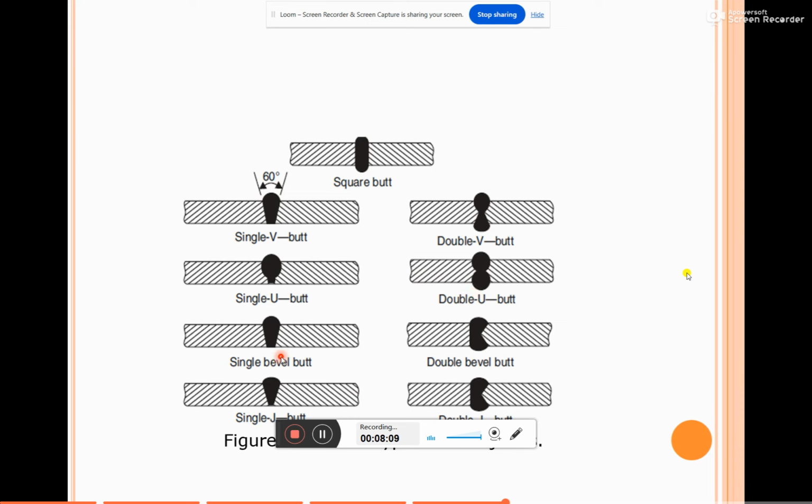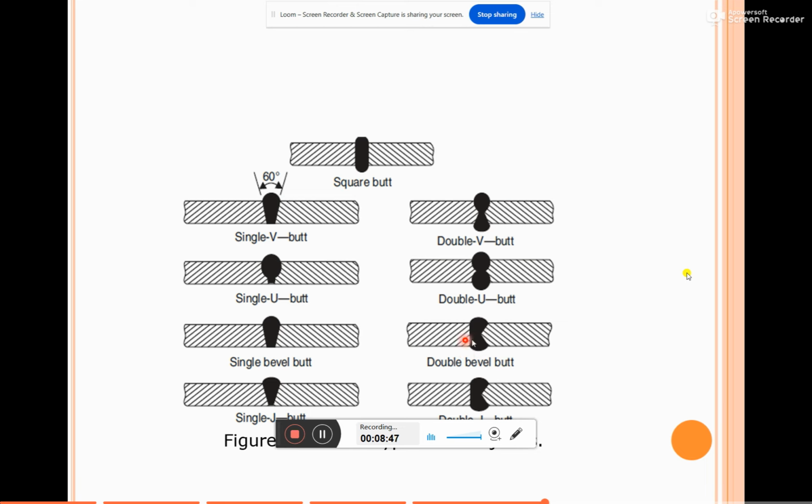The next joint is the single bevel joint. In the single bevel joint, one of the workpieces remains square. We can use the same square workpiece, and the other workpiece will be beveled. Such a type of joint is known as the single bevel joint.